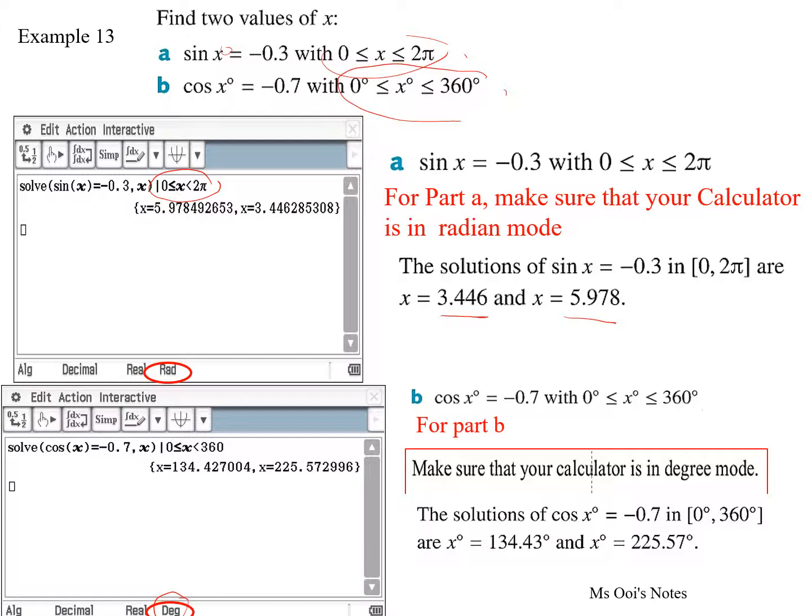Okay, and again you follow the same thing. Because you put degree mode already, you don't have to put cos x degree, just cos x equal to negative 0.7 comma x. And the condition, we're interested in x lies between 0 to 360. Any solution is inside that domain. By the way, there's an error here, I should put less than or equal. All right, so that gives us two answers, 134.43 degrees, and the other one is 225.57 degrees. Again, we put that in decimals.